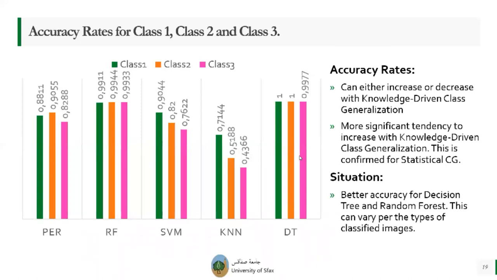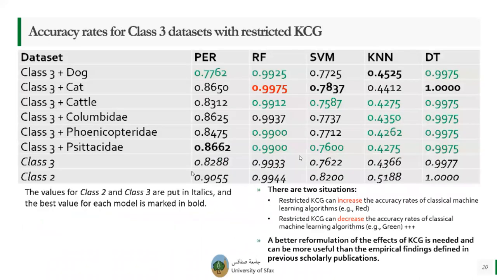This kind of behavior is also confirmed for statistical class generalization as proven by previous research studies. When it comes to our example, we find out the better accuracy for the decision tree and the random forest. But I should disclaim here that this should vary per the type of the classified images. So, as you have seen in our previous slide, the general knowledge-driven class generalization did not bring to us new findings. So, I think that we should go forward and see what is the effect of the restricted knowledge-driven class generalization on the accuracy rates.